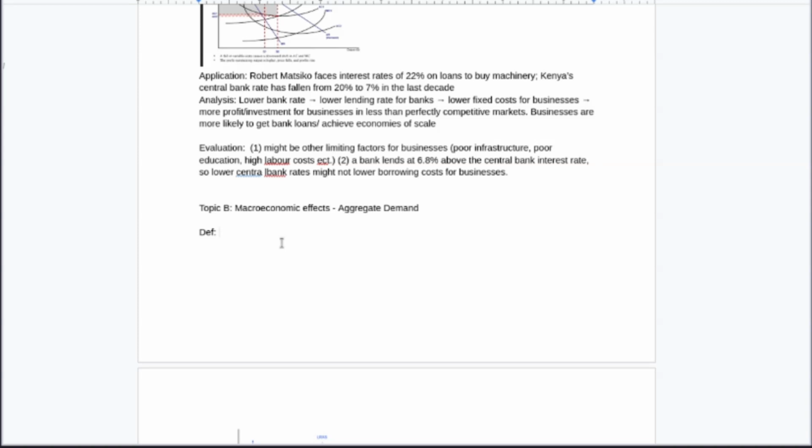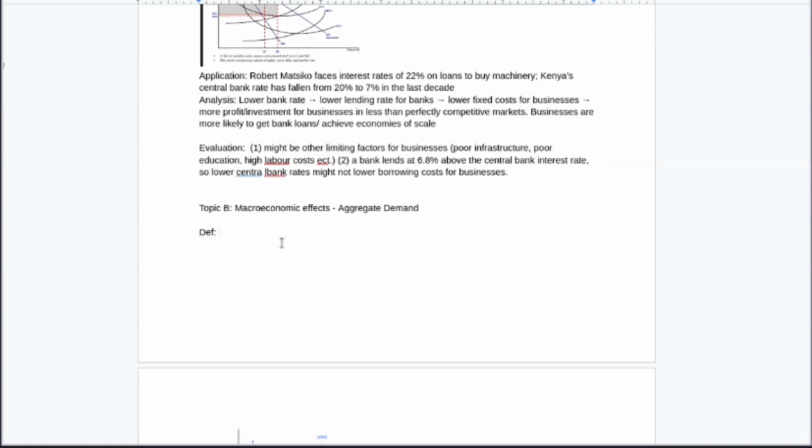One is probably that there are other limiting factors for businesses, especially in a developing economy. You'd expect maybe there's poor infrastructure, maybe the workforce has lower levels of education. It might be the case that labor costs are fairly high. That's generally true in Africa compared to Asia, for example. And so those factors might mean that just having access to lower interest rates doesn't mean that businesses are able to expand in the way that we maybe would like them to.